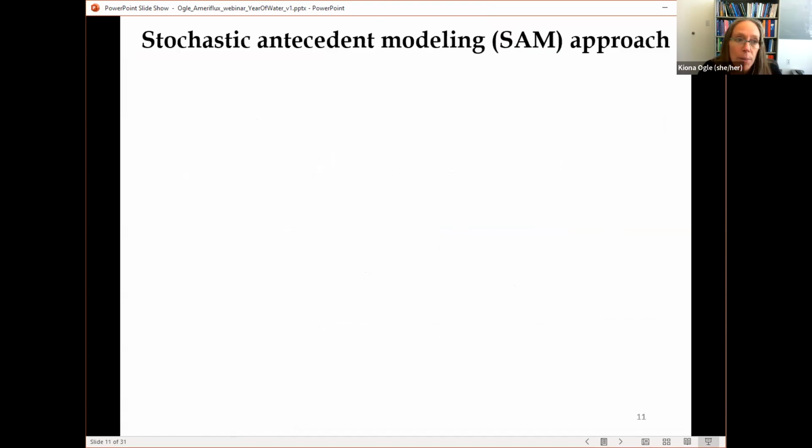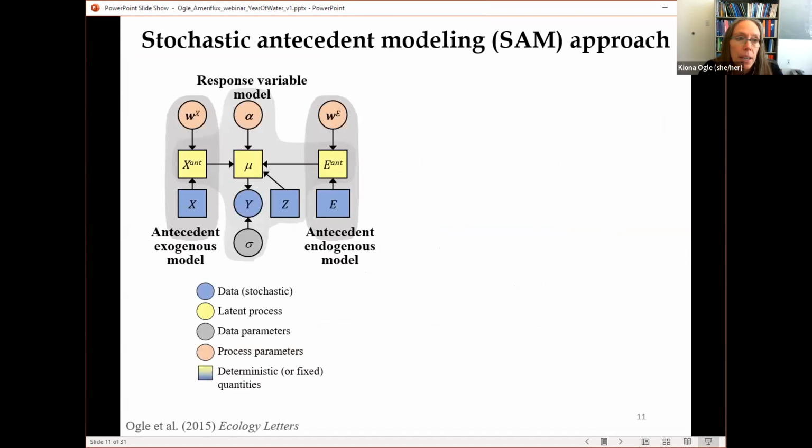And the approach that we have been using is called a stochastic antecedent modeling approach. And I'm just going to walk through a graphical representation of that before I go into a case study. And here, each of these circles and squares represent a node or quantity in the model or the analysis, where the blue all represent data that we have collected.